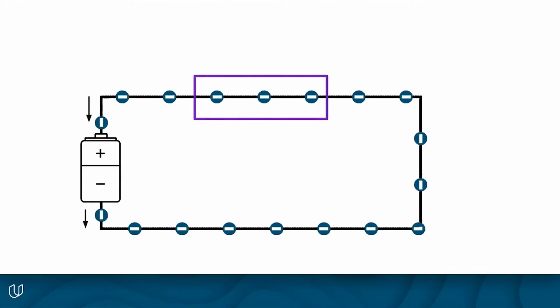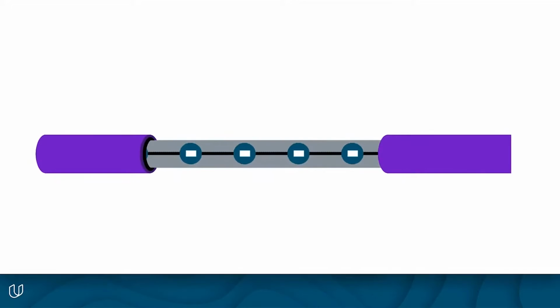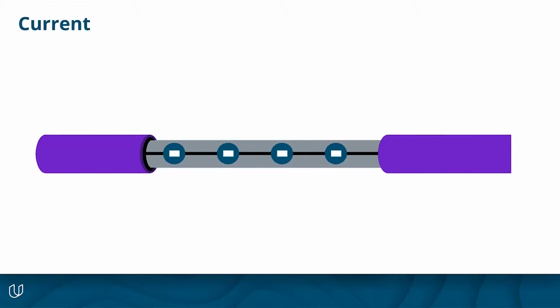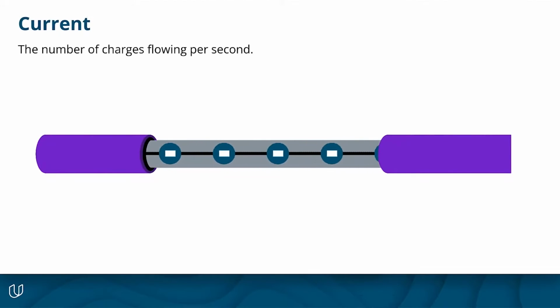Now let's pick a point in our wire and zoom in on that flow of electrons. And if we were to sit at this point and count how many electrons go by, we would see that a certain number of them go by each second. We call this the current. To be exact, current is measured as the number of charges flowing through a given location per second. So if we sit at this point and we count the number of electrons that go by each second, that tells us the current that's flowing through the wire.